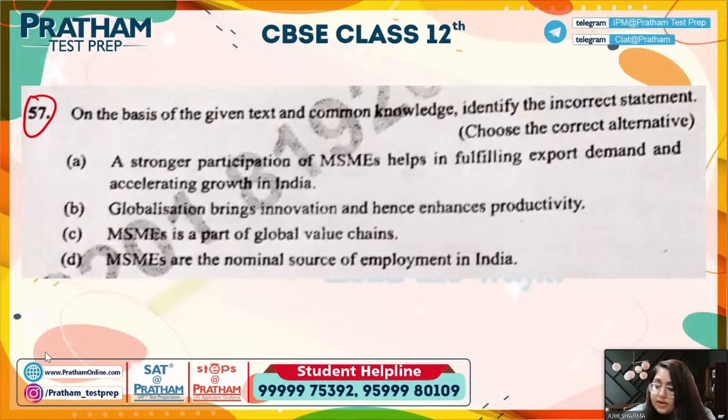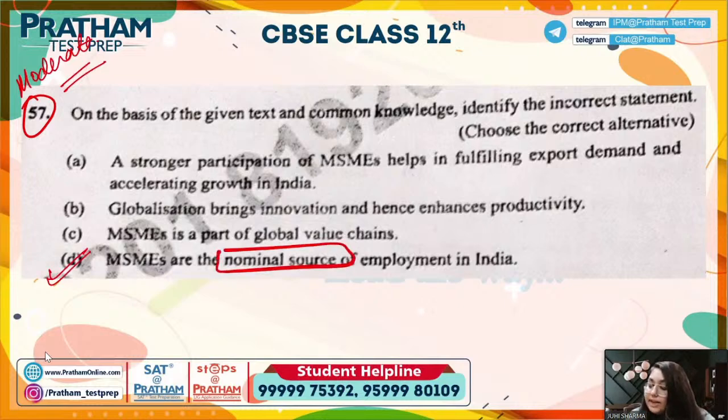For question number 57, we have on the basis of the given text and common knowledge, identify the incorrect statements. आपको incorrect statements identify करने हैं, and again it is a moderate level question. आप सारे statements पढ़ोगे आपको सही लगेगा, but option D जो है that MSMEs are the nominal source of employment in India. No, it is not just a mere source of employment in India, because काफी सारे जो हमारी industries हैं, काफी सारे जो small scale industries है, they are related to the MSME sector. So they are not only the nominal source, काफी ज़्यादा major chunk जो है वो employment in India are आपके MSME से आता है, which is actually giving the passage to.